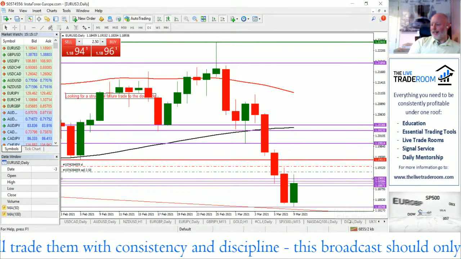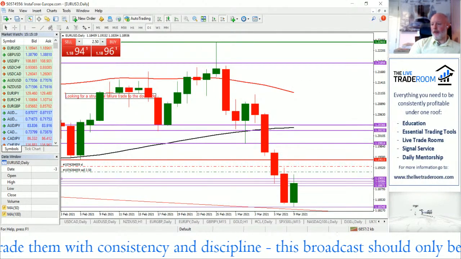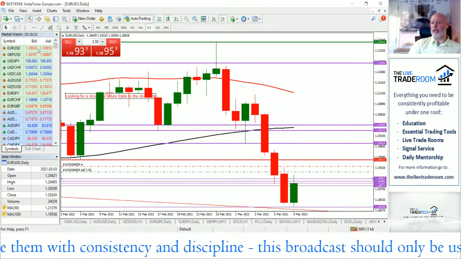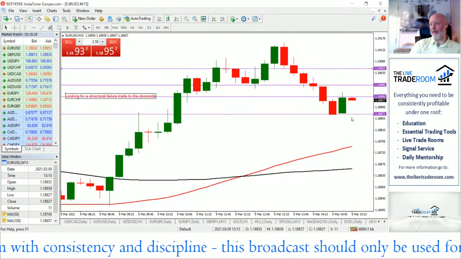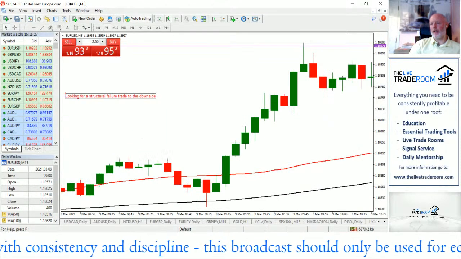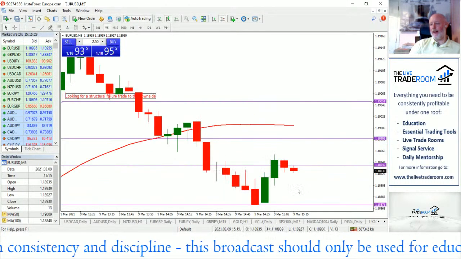So we're beginning to see the potential for this euro dollar to continue to roll over to the downside. It just remains to be seen whether that's going to happen or not.